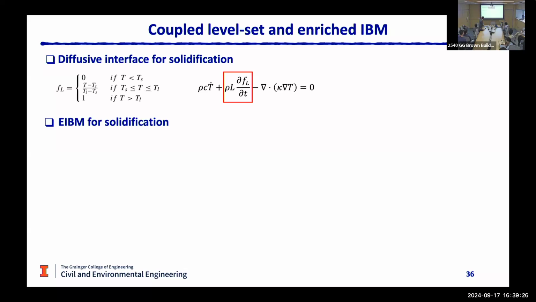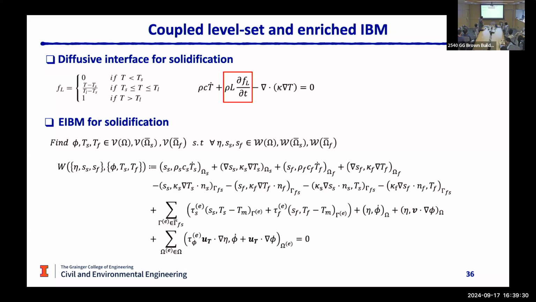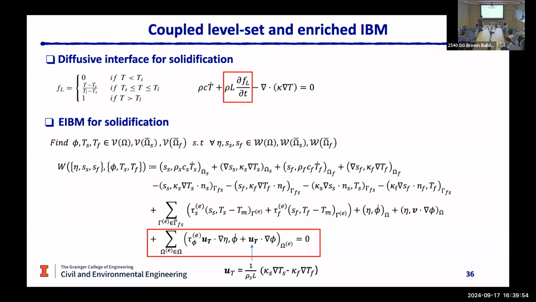If you use the coupled level set and the enriched immersed boundary method, this is the formulation you use. I agree that the formulation is way longer than this approach, but what I'm showing is the variational form for the fundamental formulation, right? So what we do here is this. We first use level set to convect the fluid and solid interface evolution, where the convective velocity for the level set is defined by the Stefan boundary condition, right?